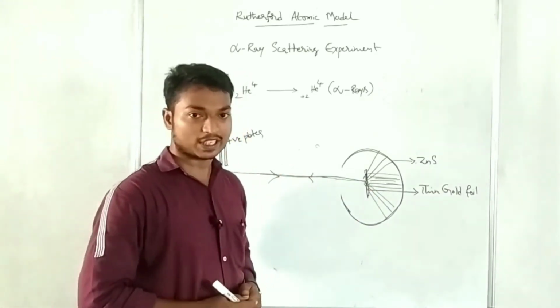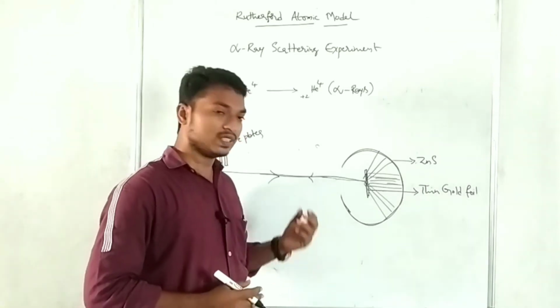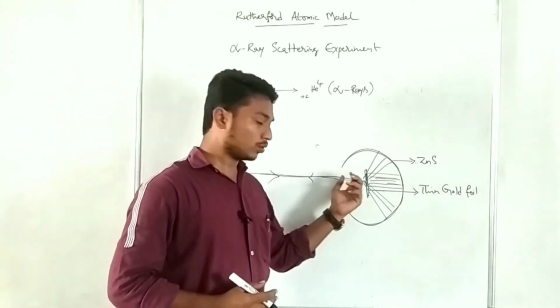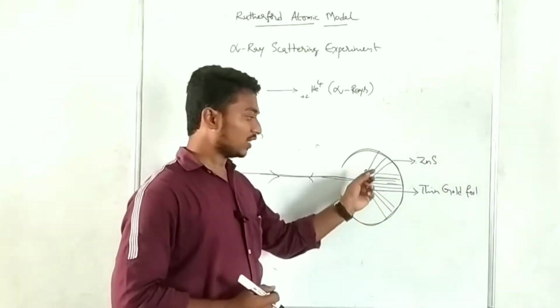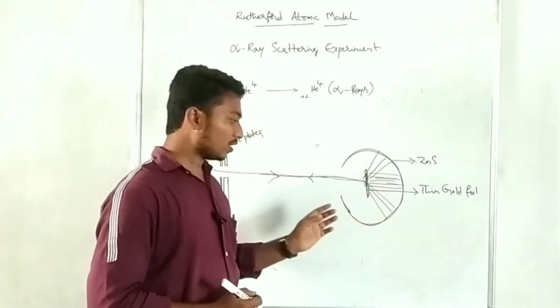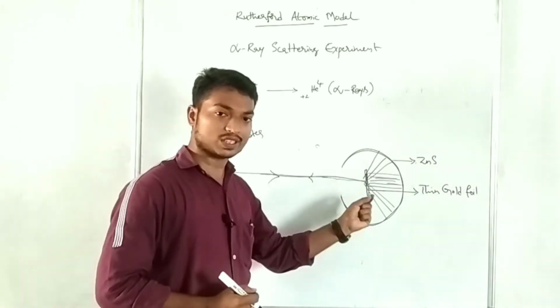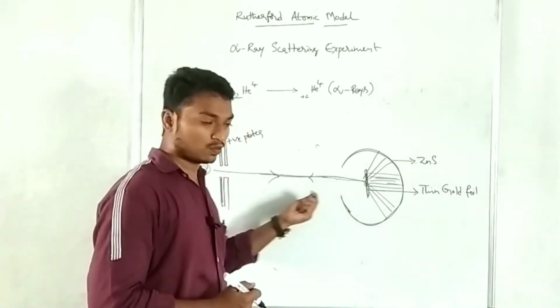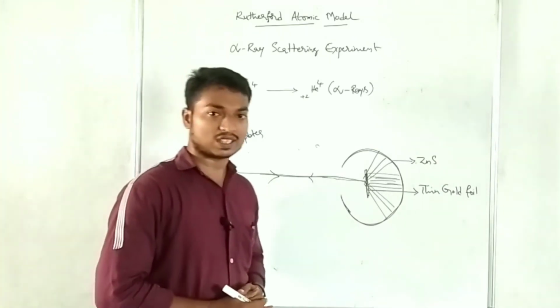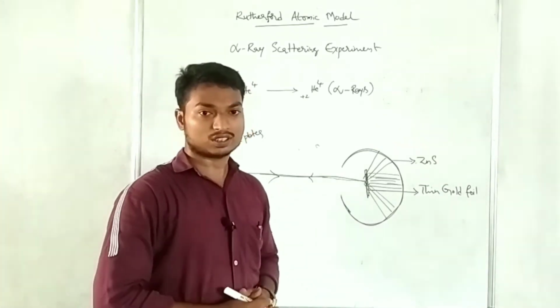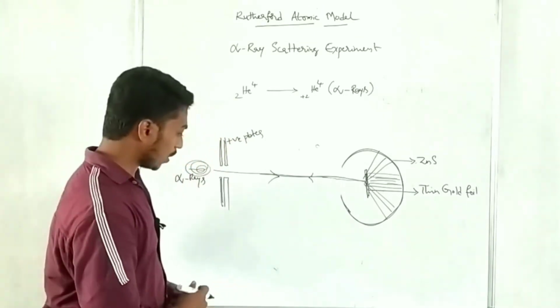So in this experiment, he observed that most of the rays go straight through the metal foil. Some of the rays were deflected slightly, and very few rays turned back to their original direction. So, by observing these conditions, he concluded some points. So, what are they?